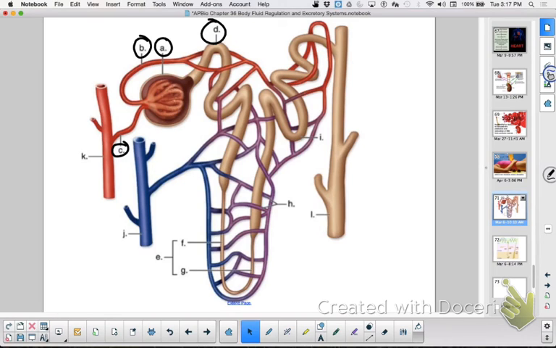Where's D? Proximal convoluted tubule. Let's talk about what happens there. Salt and water. The majority of it, right? Okay. And then where is E? E's down here. E is called the loop of the nephron, but F is the descending loop. What comes out there? Water. And G is the ascending loop. What comes out there? Salt.